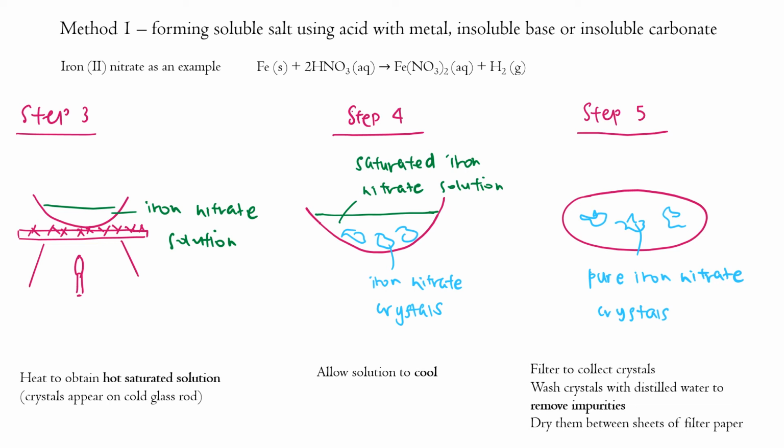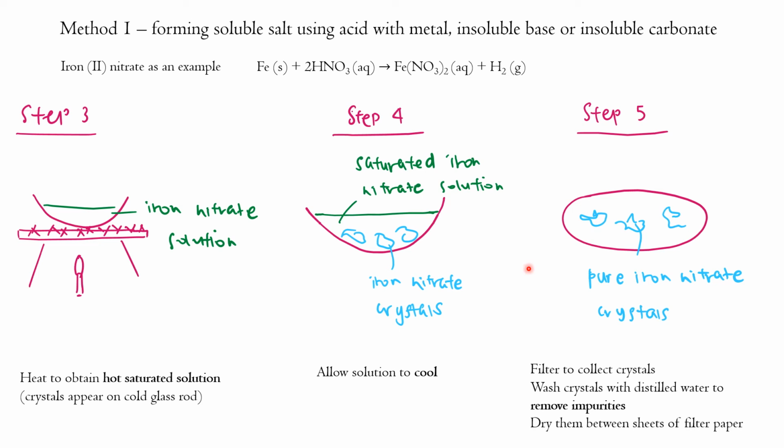How do we know that we have attained a hot saturated solution? One simple way is to dip a cold glass rod into the solution and take it out from the solution. If you observe crystals appearing on the glass rod, we know that a hot saturated solution has been obtained. After which, you can allow the solution to cool and iron 2 nitrate crystals will start to appear.